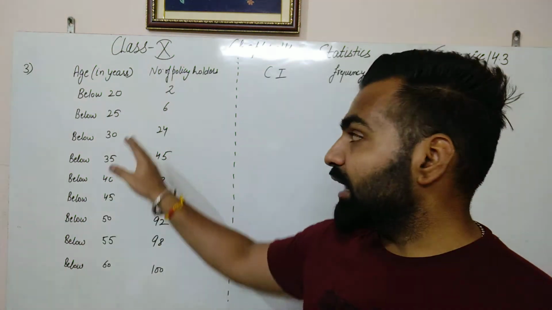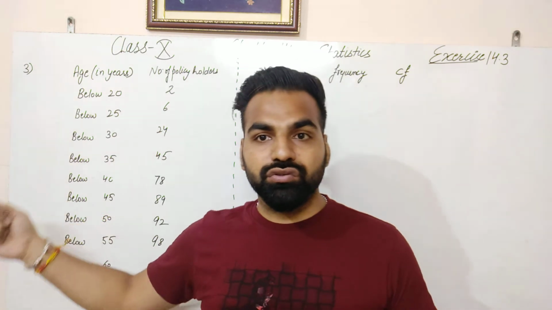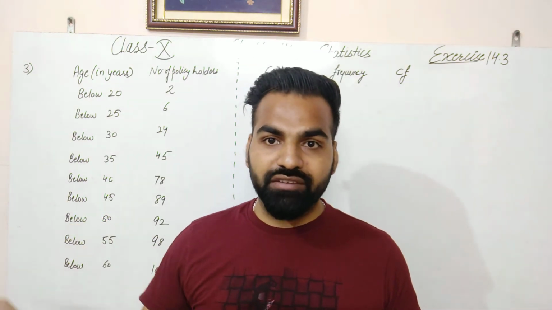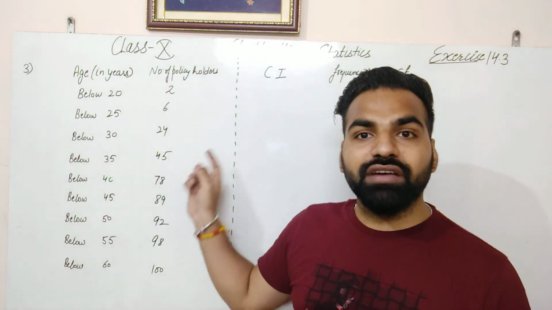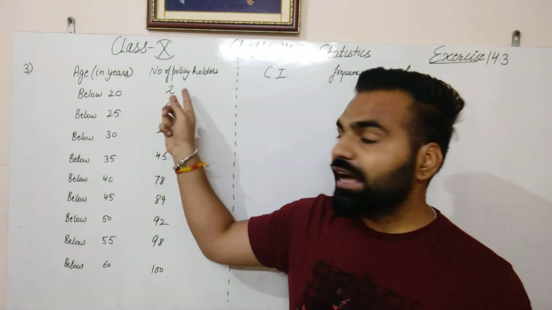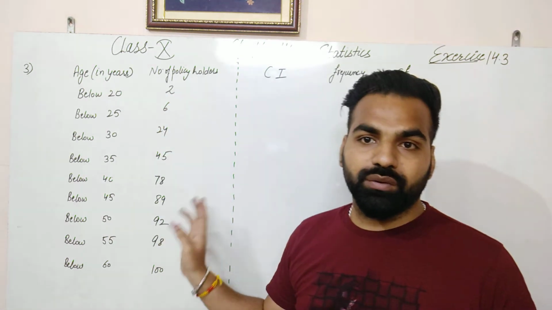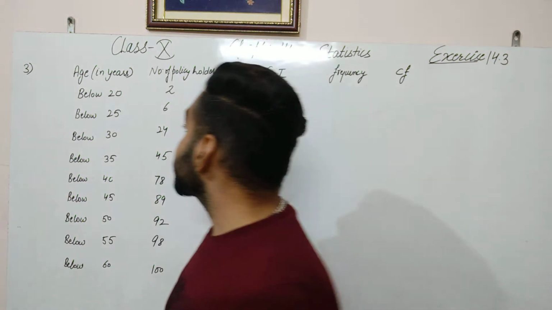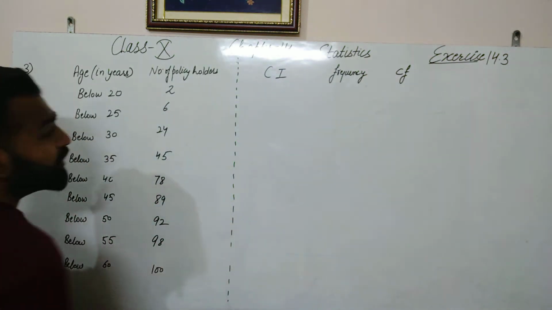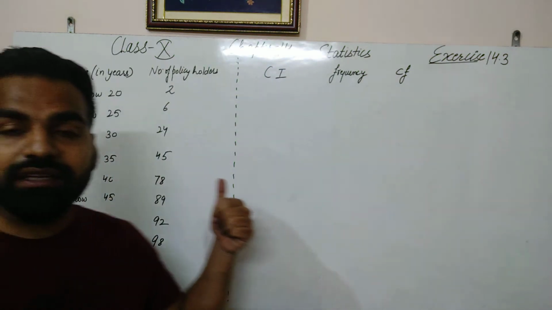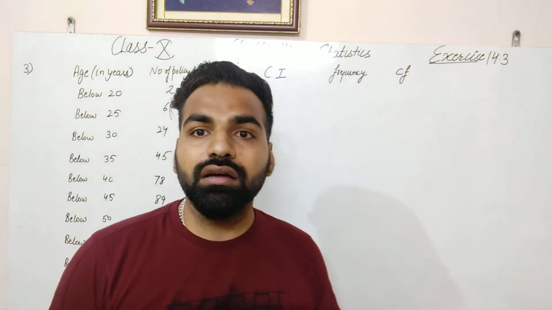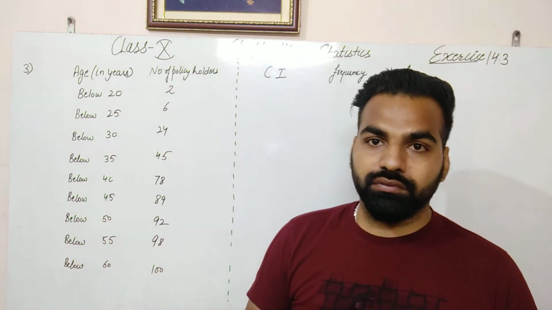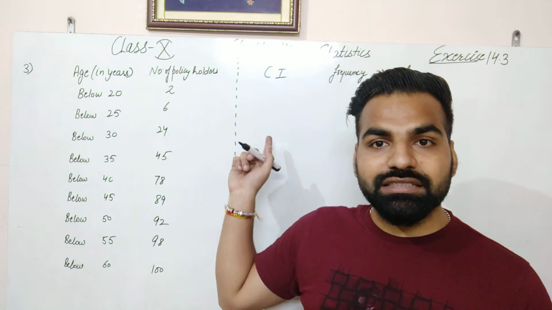So whenever class intervals are given, we used to find the value of CF using F, but here we will find the value of frequencies with the help of these cumulative frequencies. Clear, students? So first of all, we will change this data, that is below type data, into class interval form. Clear? So we will make the class intervals here.